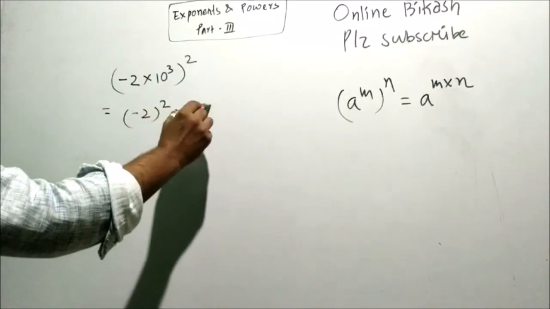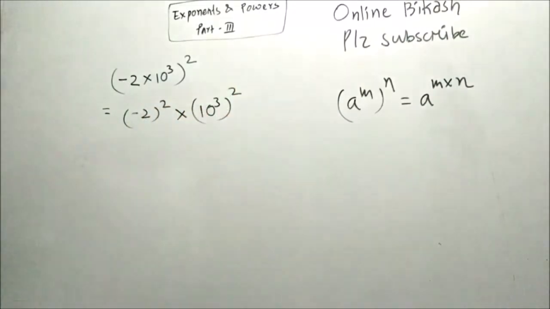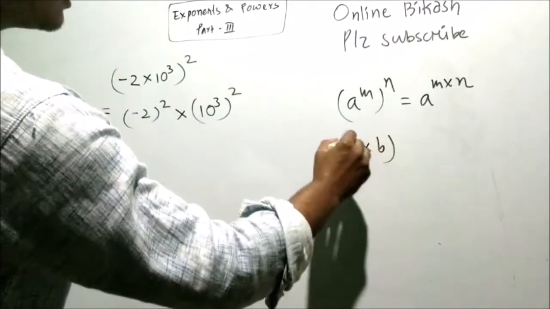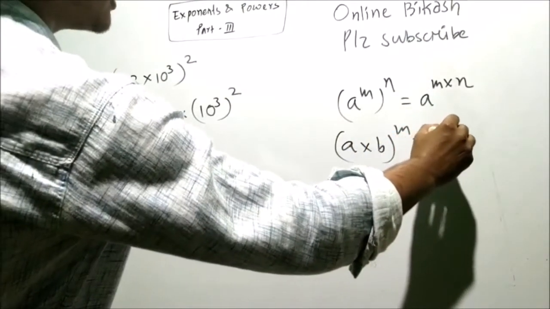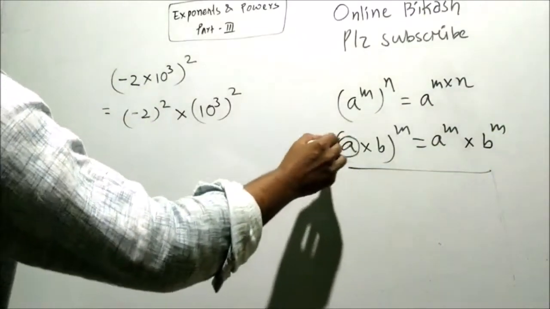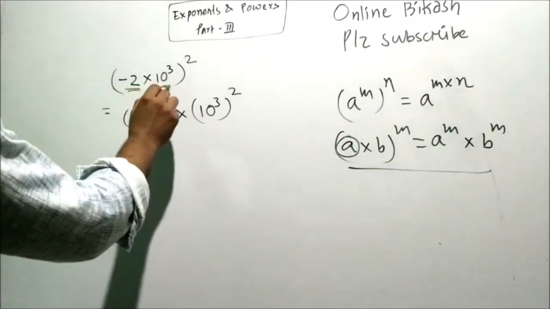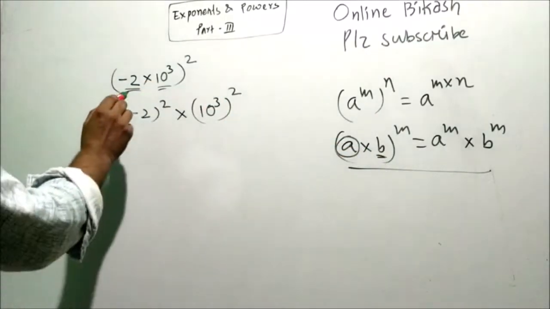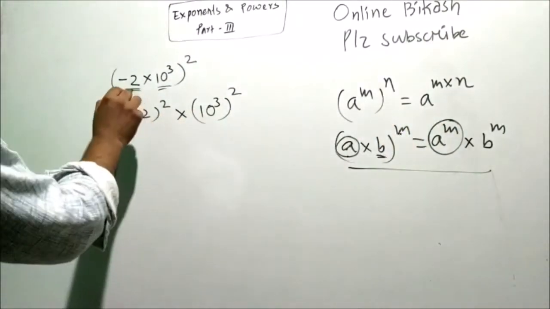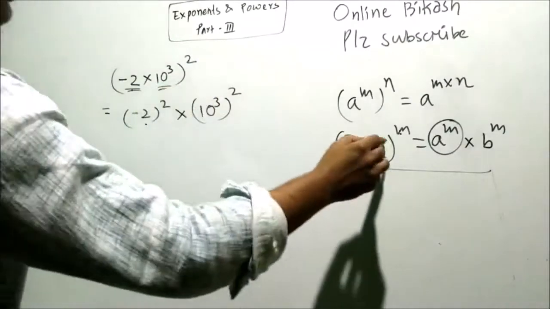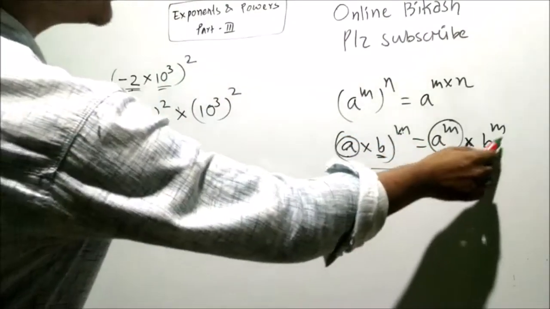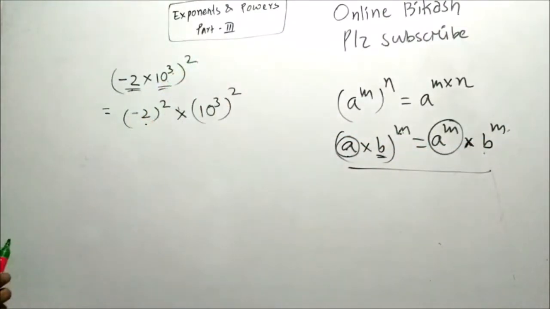And multiplied by 10 cube whole square. There was a law that looks like this: a into b whole to the power m is equal to a to the power m into b to the power m. This law is used here. This is a, yes or no? Minus 2. This is 10 cube, this is b. So minus 2 squared is a to the power m, and similarly 10 cube squared is b to the power m, which is written here.